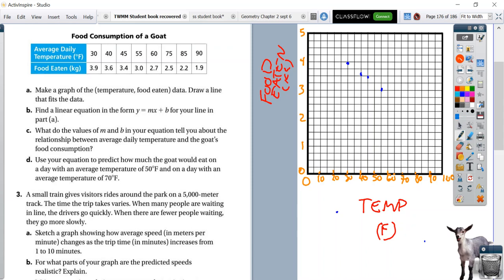2.7 is just a little bit more than 2 3/4. Then we have 75 and 2.5. Well, that's an easy one to find right about here. And this really is linear, isn't it? 80 and 2.2. 2.2 is just less than 2 3/4 right there. Oh my goodness. And finally 90 and 1.9. So as it gets warmer, the goat needs less food.